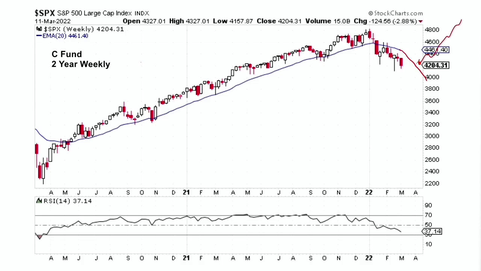So we're definitely not trying to catch the bottom, right? We're not trying to time the market to see how low it can go, and whether we can catch the bottom.